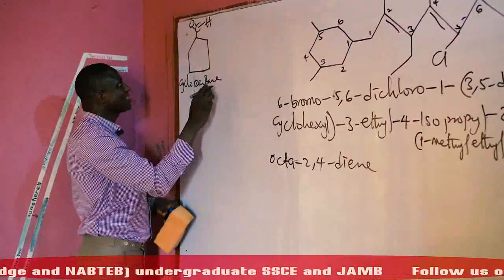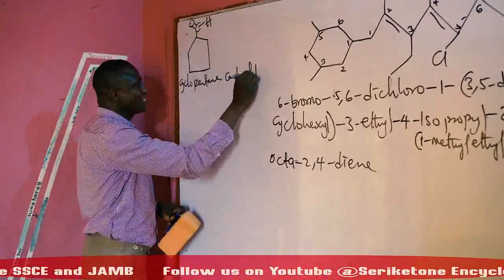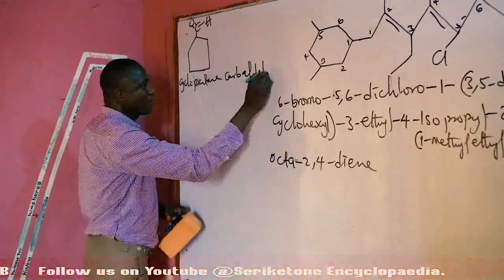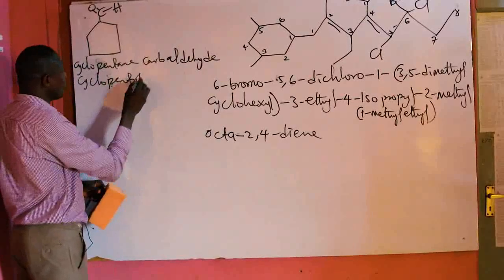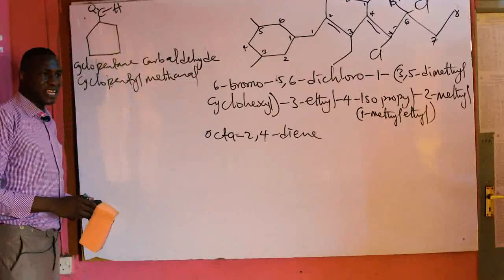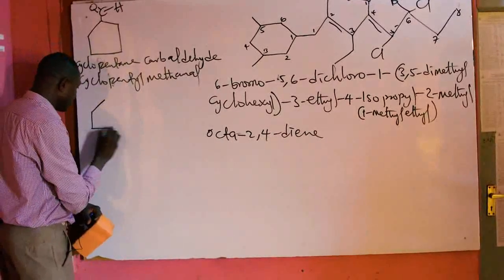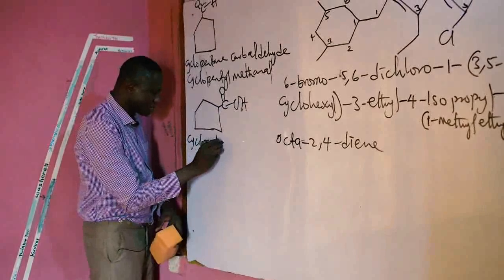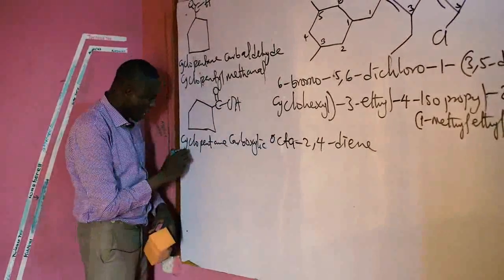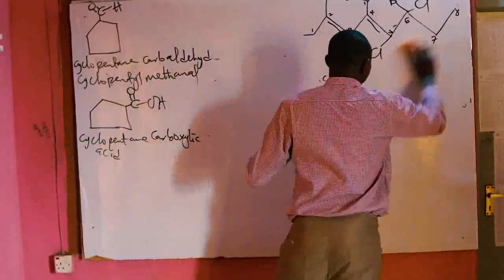So this compound is named cyclopentane carbaldehyde, or you name it cyclopentyl methanal. Don't forget that methanal is also known as formaldehyde. That's the old name. So cyclopentane carbaldehyde. When you have something like this, COOH, this is cyclopentane carboxylic acid. When you have it in this format, if you have another functional group, I think this will make it easier for us.